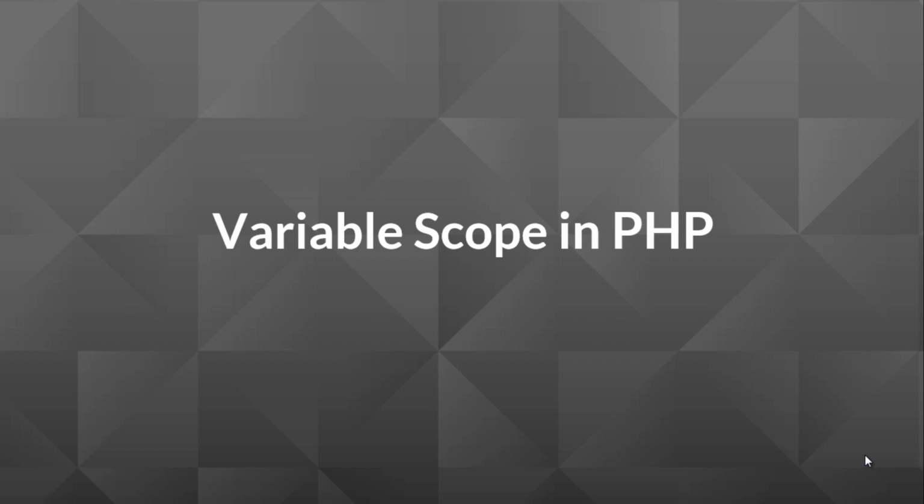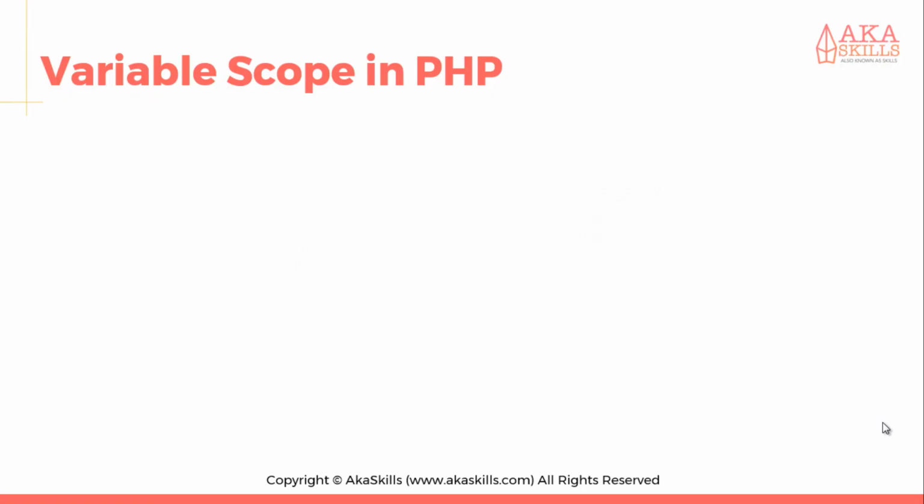And in this video tutorial, we'll be talking about variable scope in PHP. In PHP, we have 4 variable scopes, and it is very important that we understand how each of these variable scope is. We'll begin with the very first variable scope, which is the local variable.